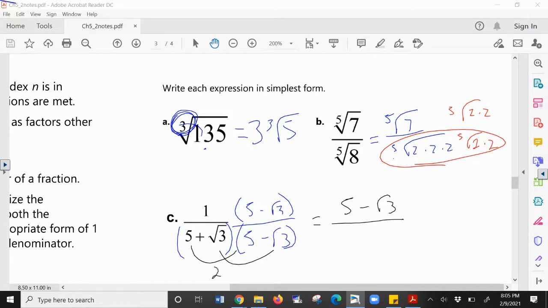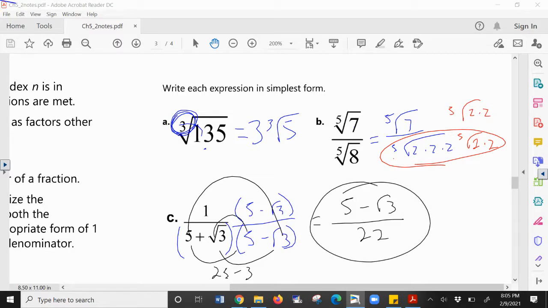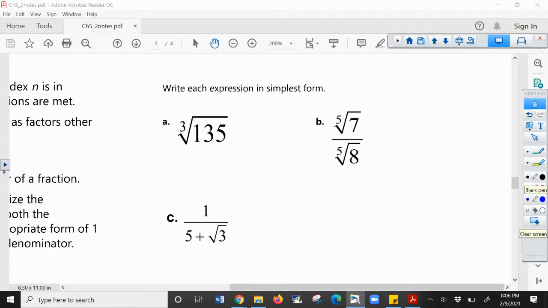So it's 25 minus 3 in the denominator, or 22, because, of course, negative 5 radical 3 and positive 5 radical 3 add up to 0. Believe it or not, even though that's ugly, it's a final answer. That's called rationalized. So these are all 3 different types that you'll have.